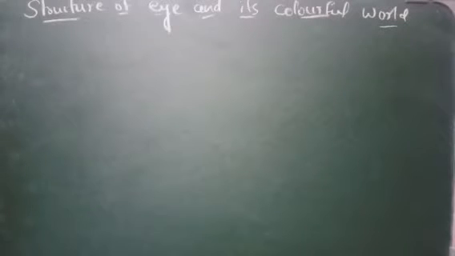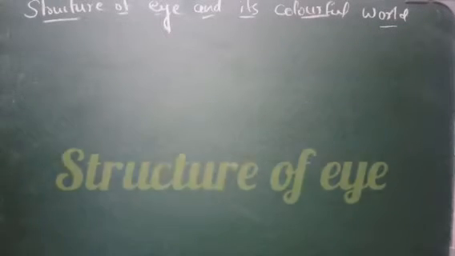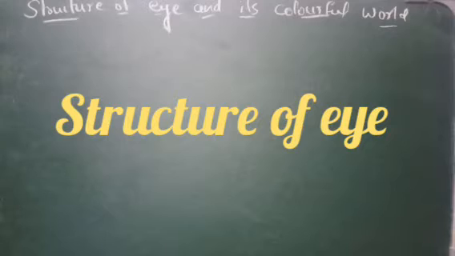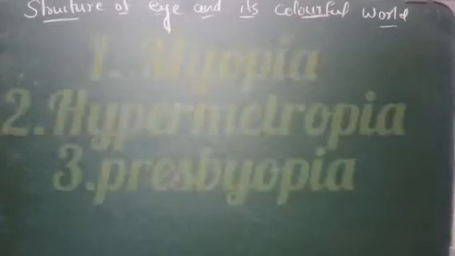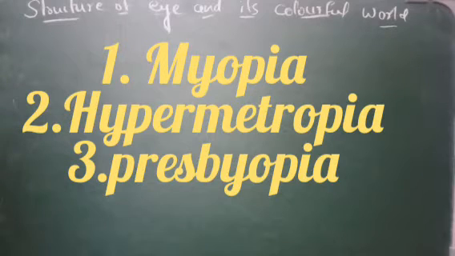In our previous class we have learned about the structure of the eye and even the defects in vision due to the focal length. Yes, so what were there? There were myopia, hypermetropia and presbyopia, right?